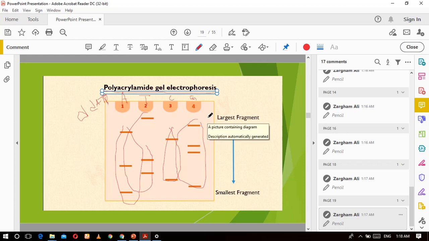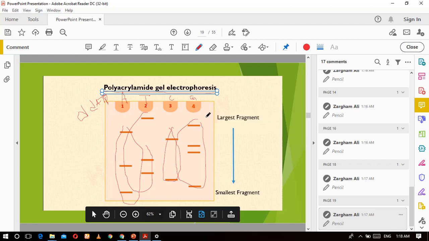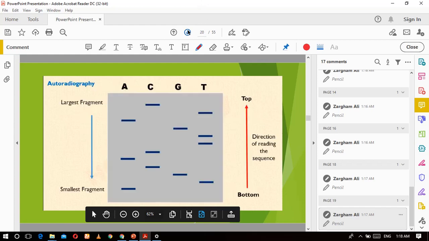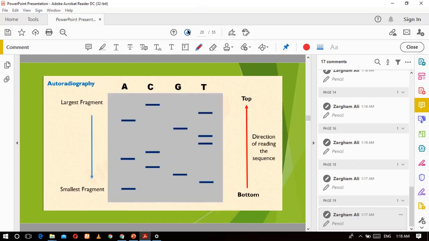As we know, in gel electrophoresis, larger fragments move slowly as compared to smaller fragments. So a larger fragment will be there, and a small fragment will be there. After this, we do autoradiography of our gel, and this is the different kind of sequence which we obtained. Okay, this is basic. This is a very core concept and a very important term here.